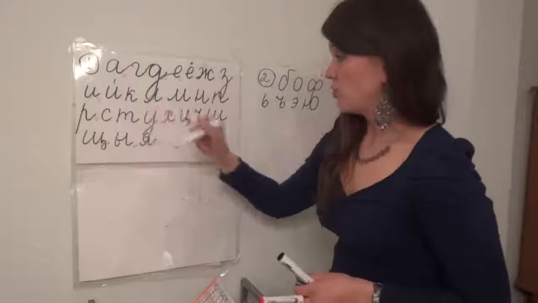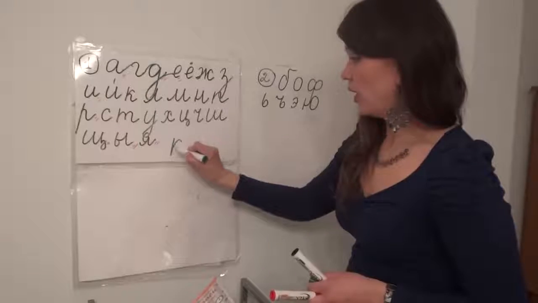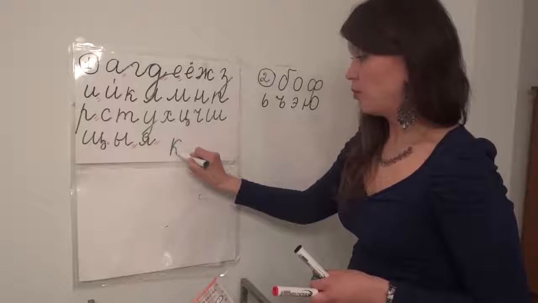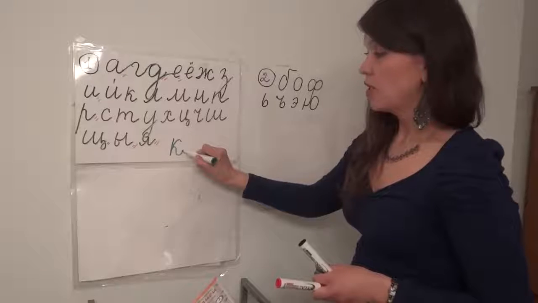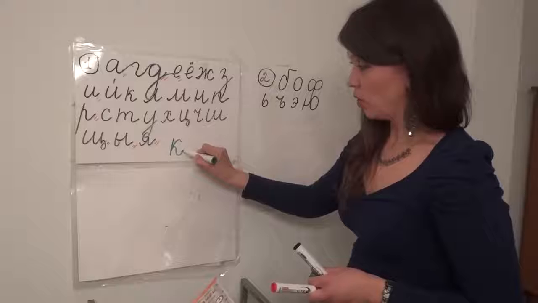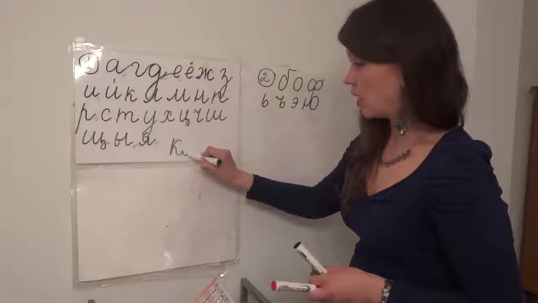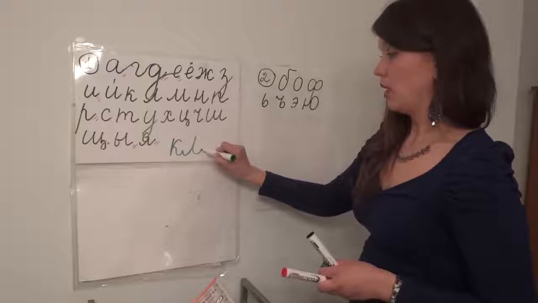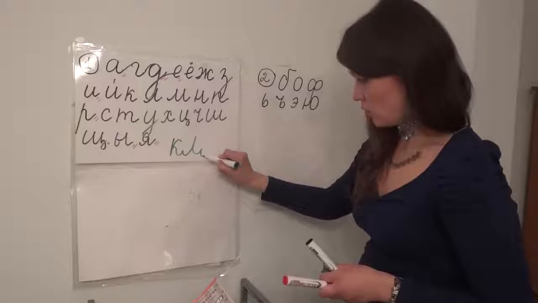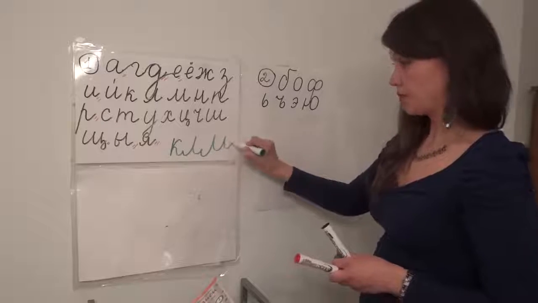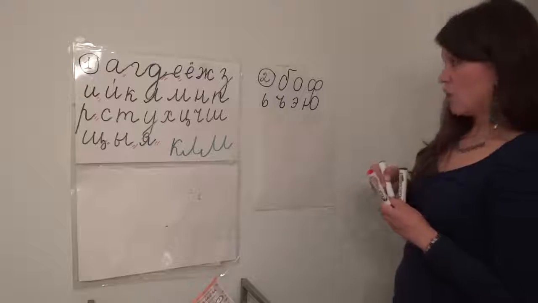Let's say I want to connect my К to Л. I know that Л starts on the bottom, a little bit off the bottom line. I'm going to go up the bottom line, down to start my Л. I want to make it to М, so I start my М right there. Okay.